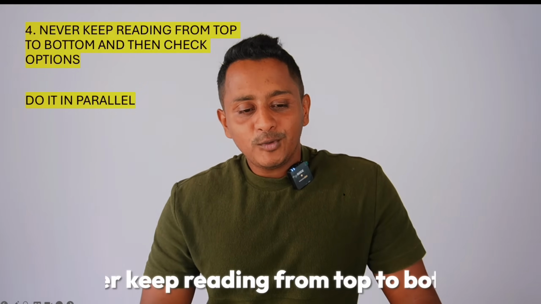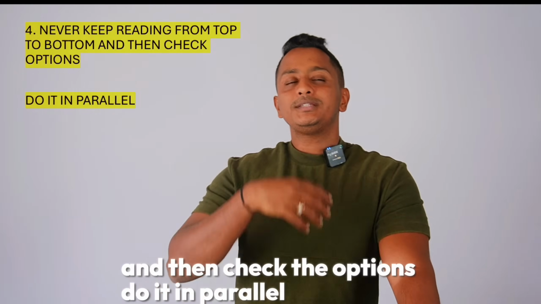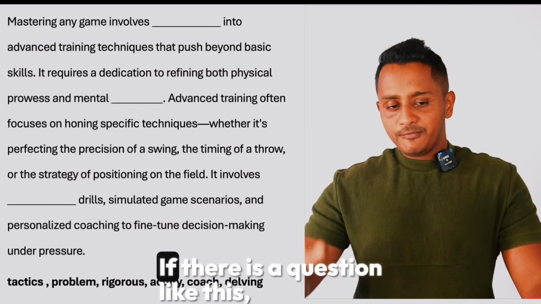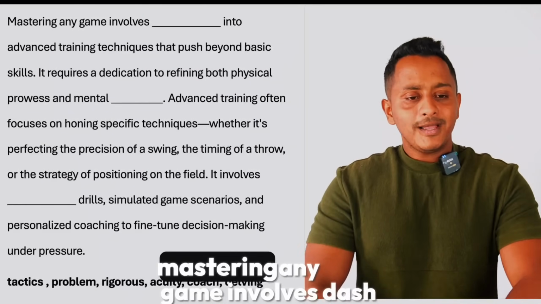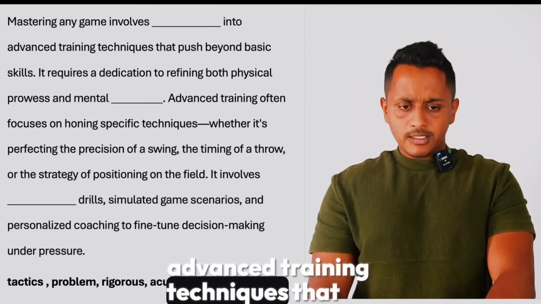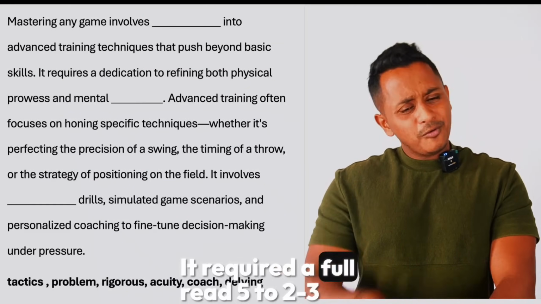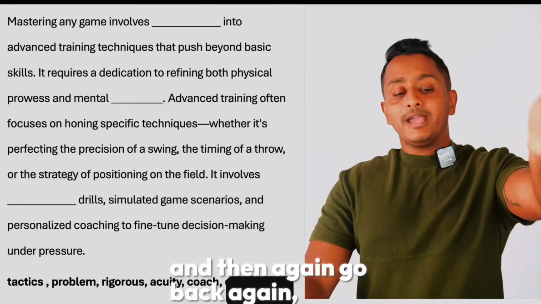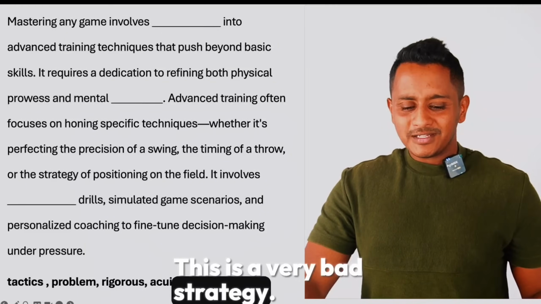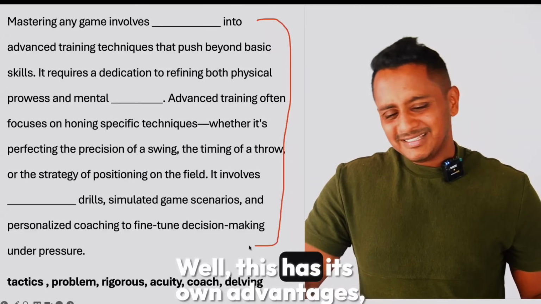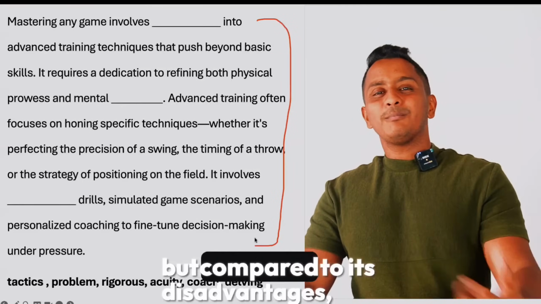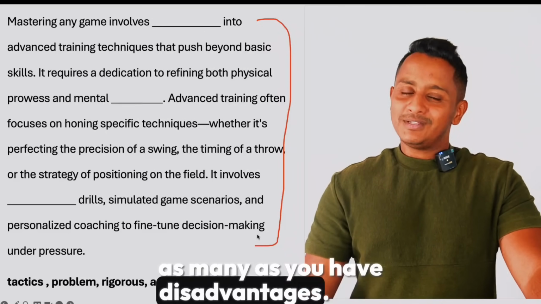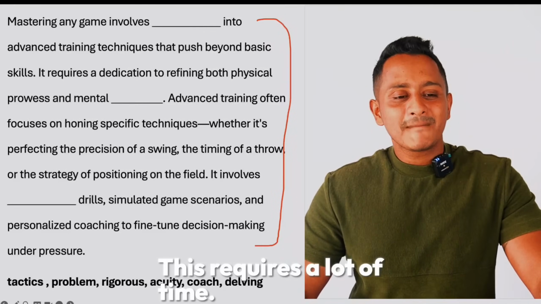Never keep reading from top to bottom and then check the options. Do it in parallel. I've seen people doing this. If there is a question like this, mastering any game involves dash into advanced reading techniques that push beyond basic skills. It requires a full read, two to three minutes, gone. And then again go back, again read and fit the option. This is a very bad strategy. Well, this has its own advantages, but compared to its disadvantages, the advantages are not as many. This requires a lot of time.